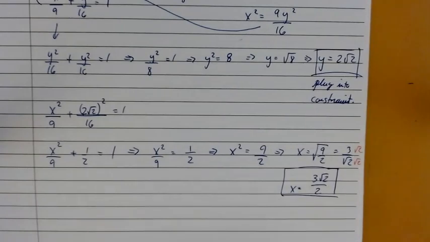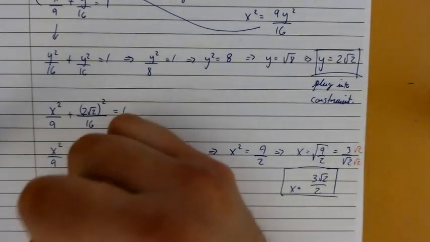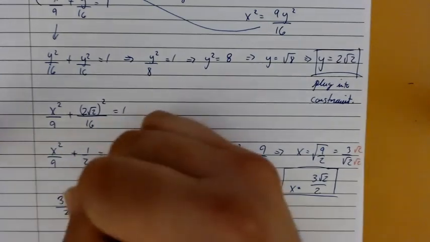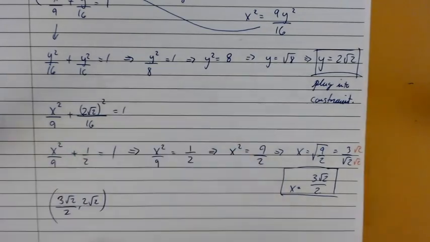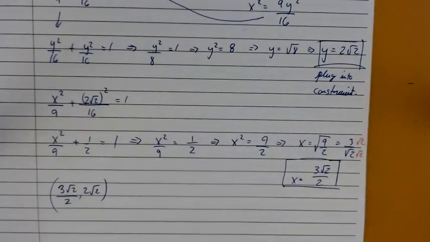There we go. So this gives us 3 root 2 over 2, comma 2 root 2, our x and our y, that gives us an extrema. Now, we know this cannot be the minimum. You say, well, why not?